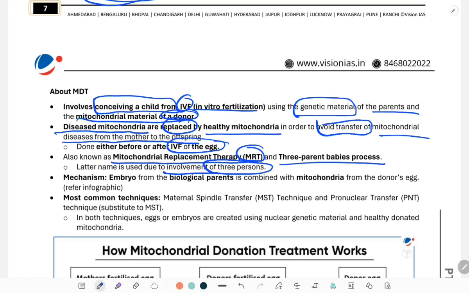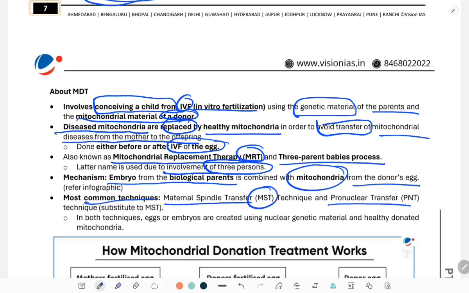In this mechanism, embryo from the biological parents is combined with the mitochondria from the donor's egg. The most common techniques are the maternal spindle transfer (MST) technique and a pronuclear transfer technique. In both techniques, eggs or embryos are created using the nuclear genetic material and healthy donated mitochondria.